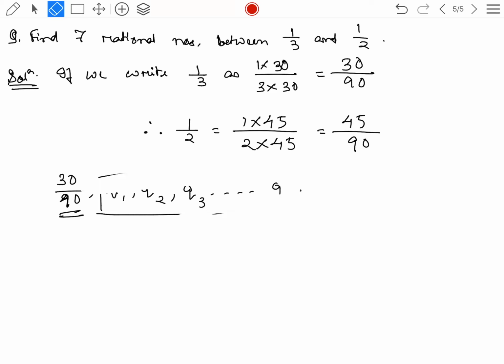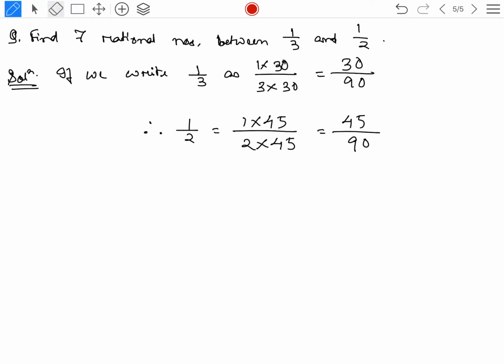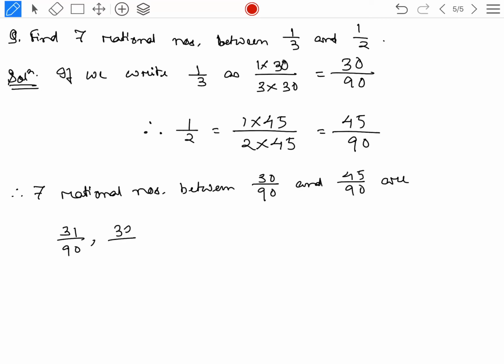So these were for your understanding only. So what you will write, look, we'll write, therefore, 7 rational numbers between 30 by 90 and 45 by 90 are, okay, write any 7 numbers between 30 and 45. You can write 31 by 90, 32 by 90, 33 by 90, 34 by 90, 35 by 90.